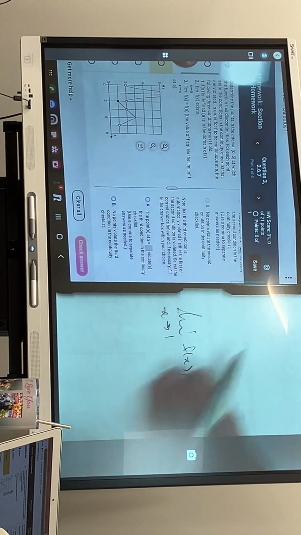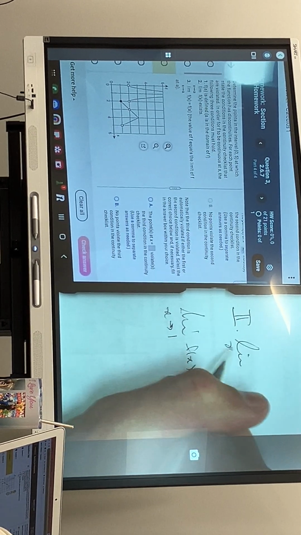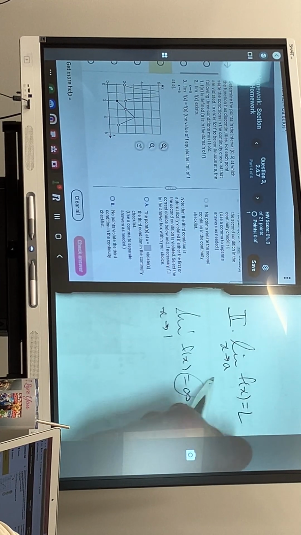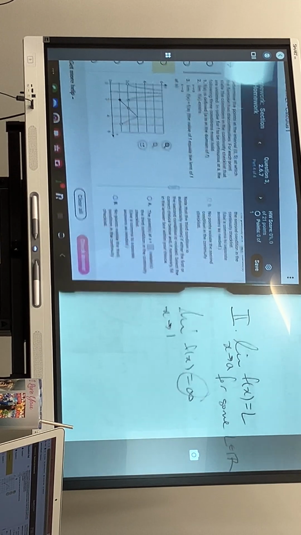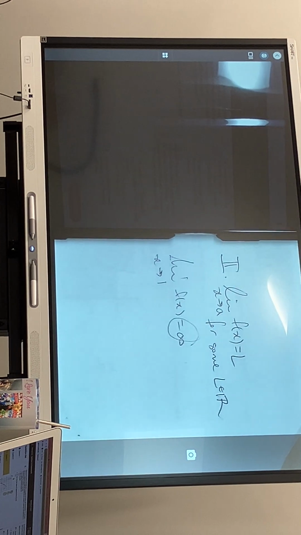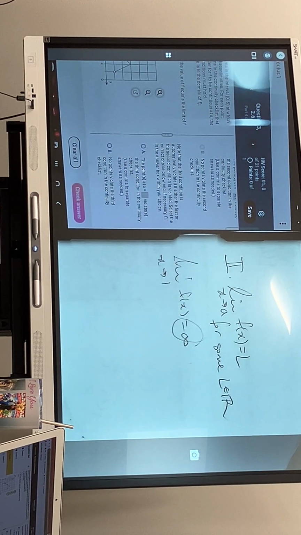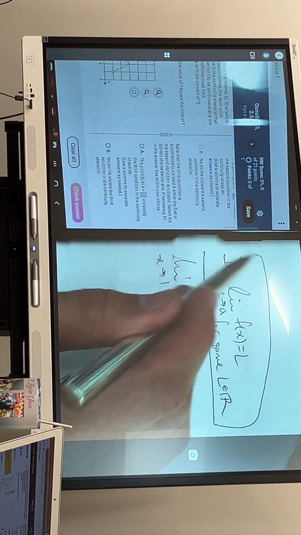I think we could restate condition 2 to make it less ambiguous. We could say the limit as x approaches a of f of x equals L for some real number L. This is a tighter condition for number 2, because now it disqualifies infinity as being the actual limit that exists there. This should be condition number 2 from now on.